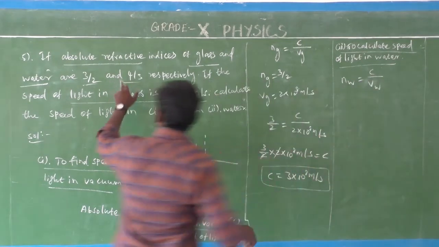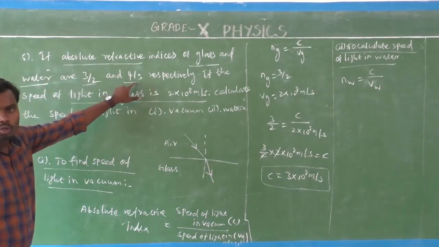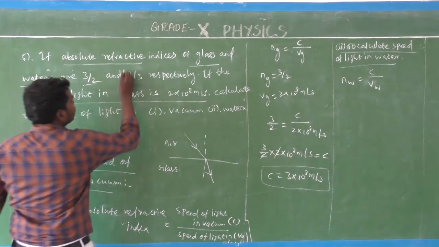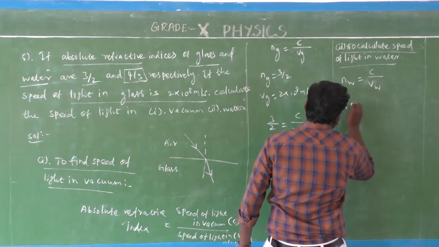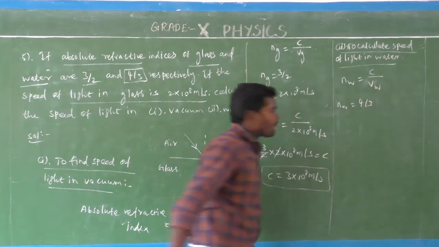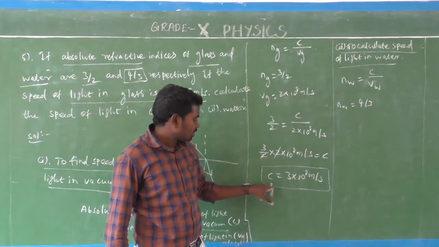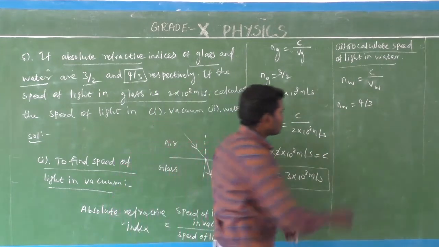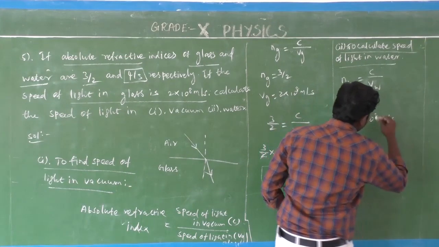Listen here, so there is the answer. The absolute refractive index of water with respect to air is 4 by 3. So NW is equal to 4 by 3. Then the C value that we have calculated is equal to 3 into 10 to the power of 8 meter per second.